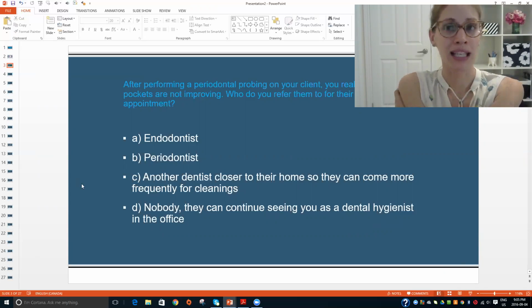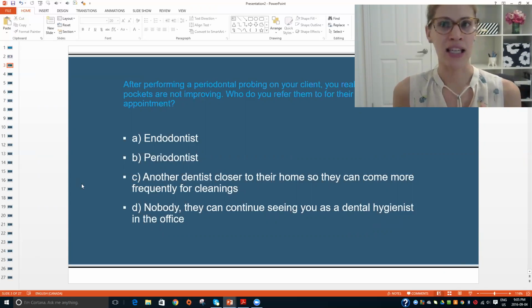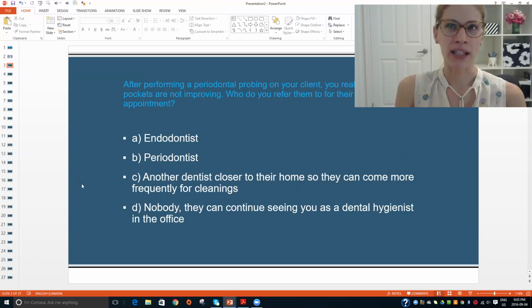If you could please type your answer into the chat box. It is up to you if you want to send your answer to everybody or only to me. That is okay. It does help me see who's answering correctly, who's not, and if I need to stop and talk about it more. If you all have the answer right, then that tells me I don't need to keep on talking about it, because you do understand.